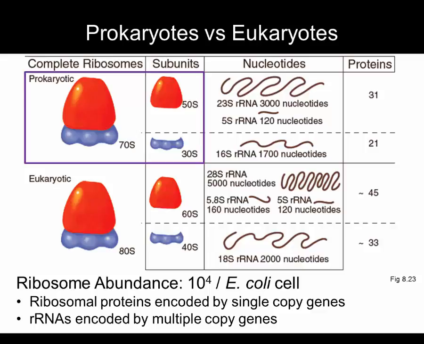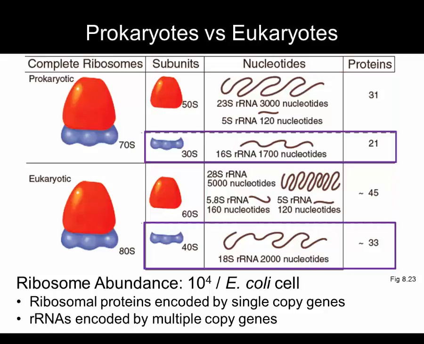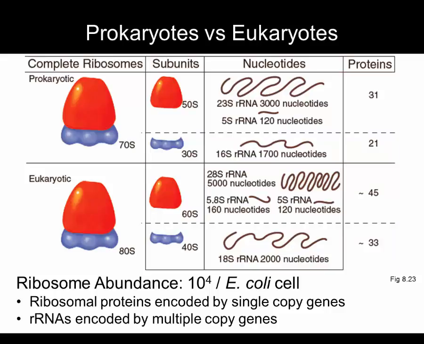The 50S and 30S subunits combine to form a 70S ribosome, while the 60S and 40S subunits form an 80S ribosome. For both eukaryotes and prokaryotes, the large subunit has multiple rRNAs and many proteins, while the small subunit has fewer proteins and only a single rRNA, though the number and size of the rRNAs and proteins vary between prokaryotes and eukaryotes. Ribosomes are abundant throughout the cell.